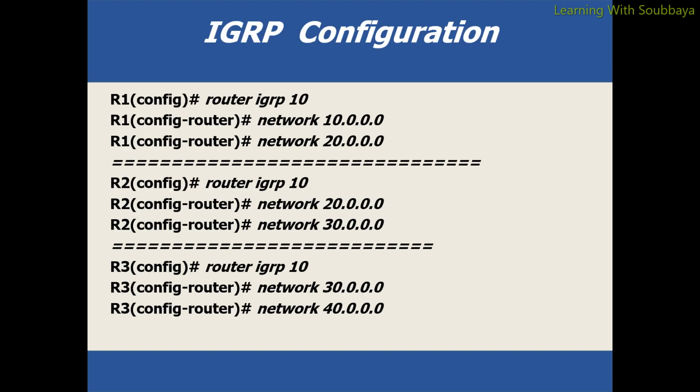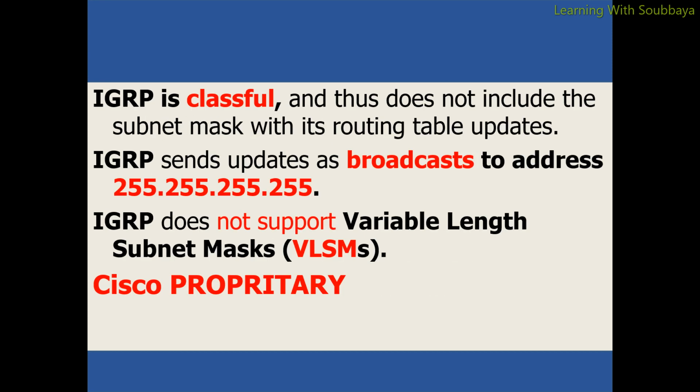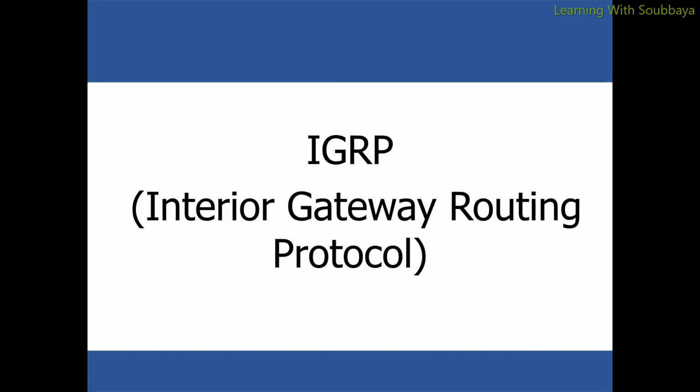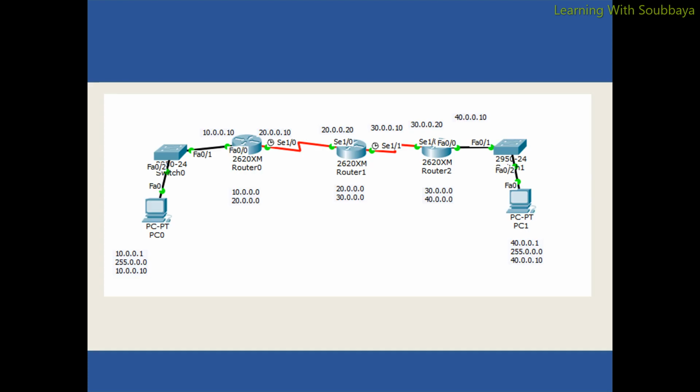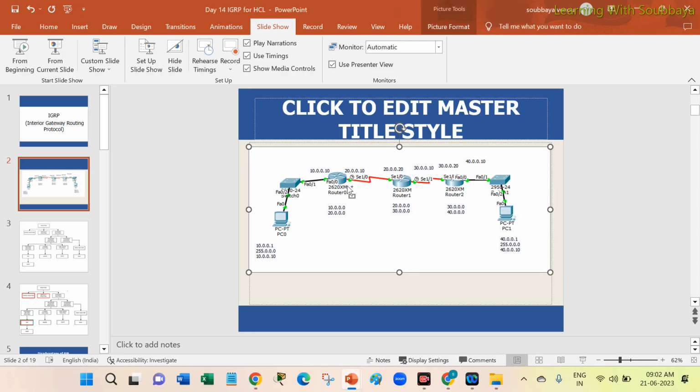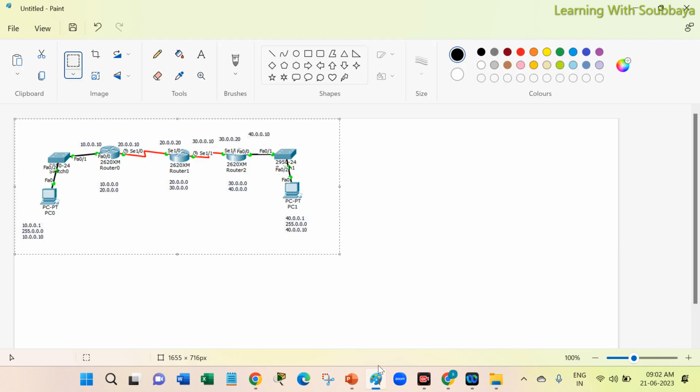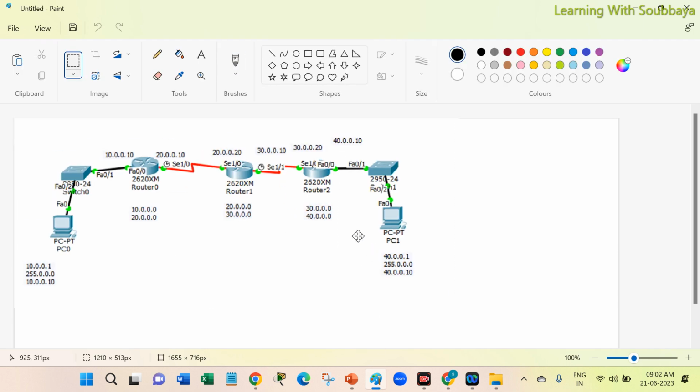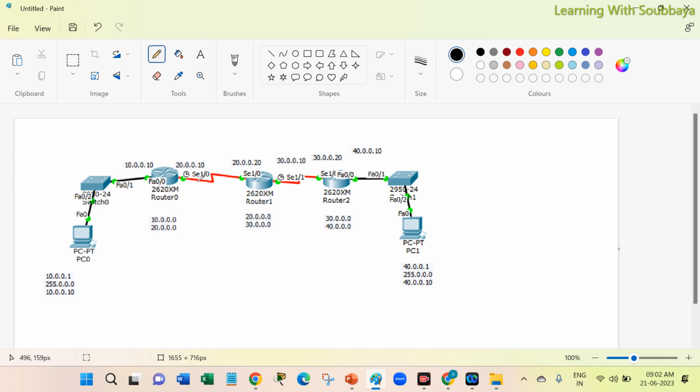The configuration for the IGRP protocol is: router IGRP, autonomous system 10, and then the network address, 20.0.0.0. Similarly, we need to configure each router. Suppose I have a setup like this. By default, the R1 router has the 10 network and 20 network, R2 has the 20 network and 30 network, and R3 has 30 and 40.